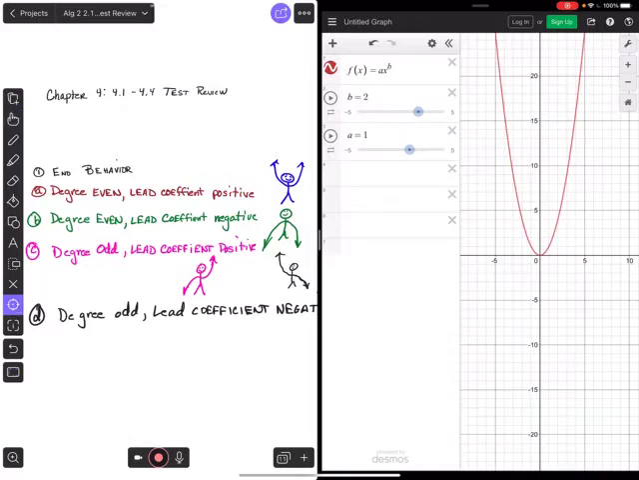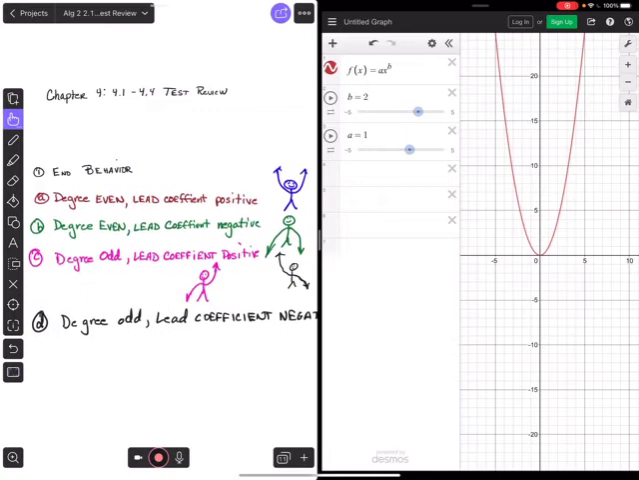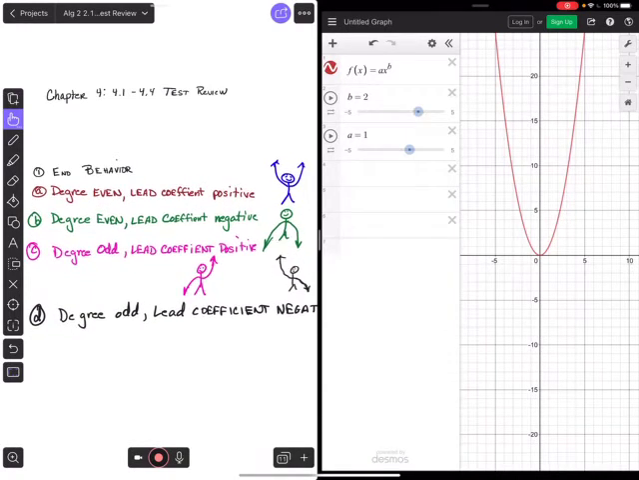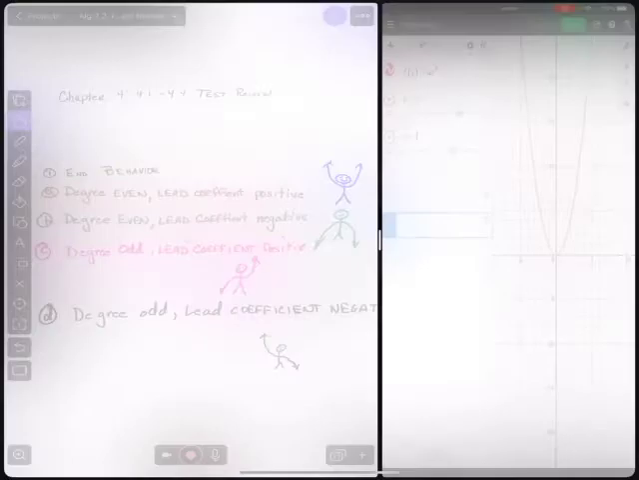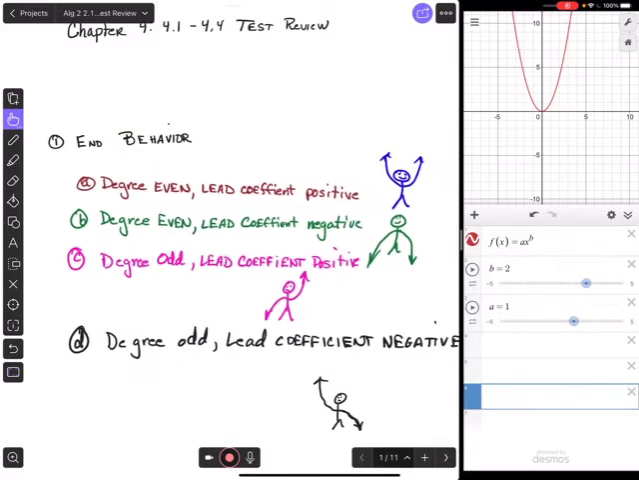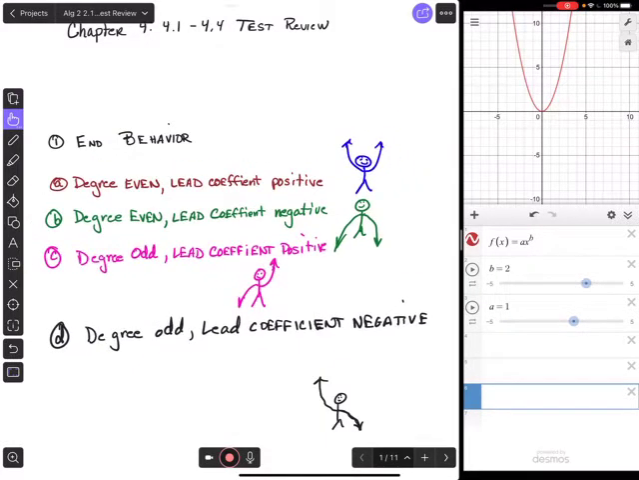Okay? And end behavior is if we have a polynomial function, the question is what does that polynomial function, see if I make this a little bigger, look like? How could we describe what it looks like on the ends? Okay? And so, these are just some rules that we have to memorize.